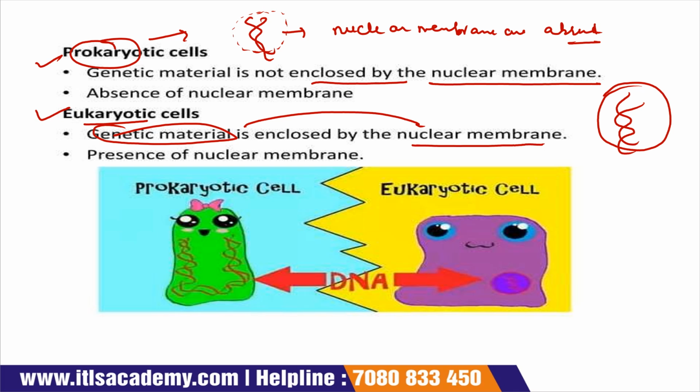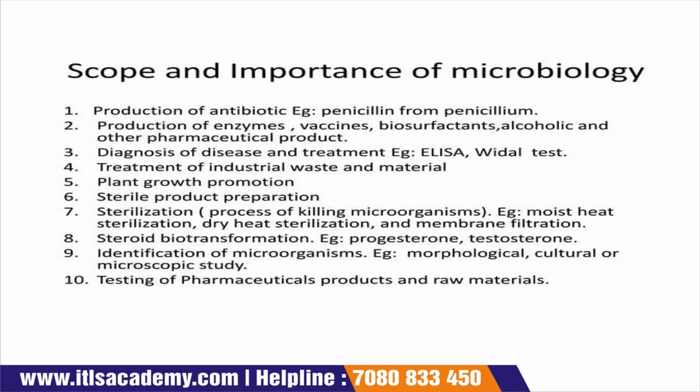Now the next point is the absence of the nuclear membrane. If it is not enclosed with the nuclear membrane, then obviously the nuclear membrane is absent in prokaryotic cells, but in eukaryotic cells the nuclear membrane is present. So this is about prokaryotic and eukaryotic. Now next is the scope and importance of microbiology. This includes the production of antibiotics like penicillin from Penicillium.